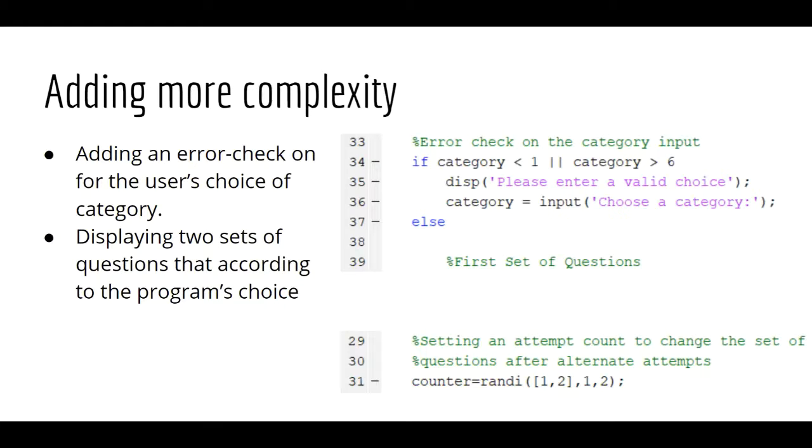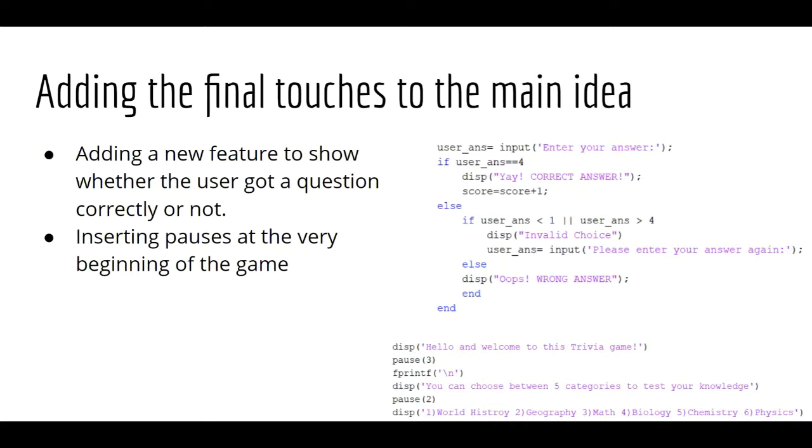Before we started the switch statements, we wanted to add an error check for the user's category choice. Then we thought of making two sets of questions that are displayed randomly, so it's basically according to the user's luck. As for our final touches, we decided to specify whether the answer is correct or not. We also have decided to insert some pauses during the introduction and menu display, in order for the user to read one sentence at a time instead of putting all the information at once.